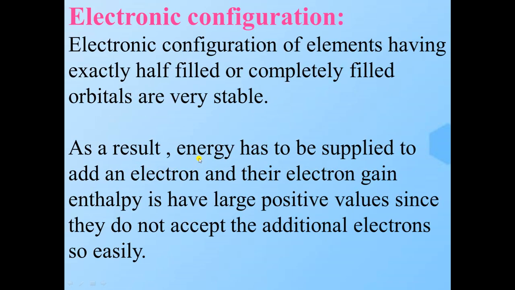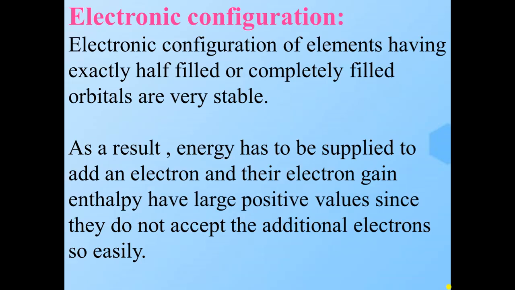Now the third factor is electronic configuration. Elements having exactly half-filled or completely filled orbitals are very stable. As a result, energy has to be supplied to add an electron, and their electron gain enthalpy has large positive values since they do not accept additional electrons so easily. So if the electronic configuration is stable, the addition of an electron is not easy. That means less energy will be released. In fact, they will have positive electron gain enthalpy.